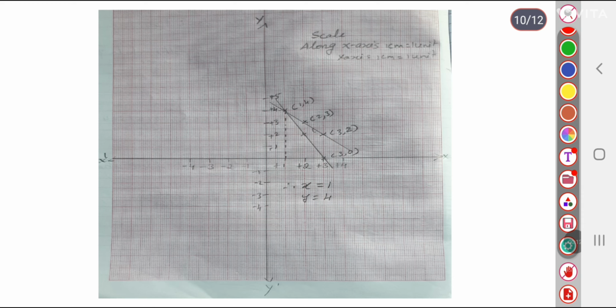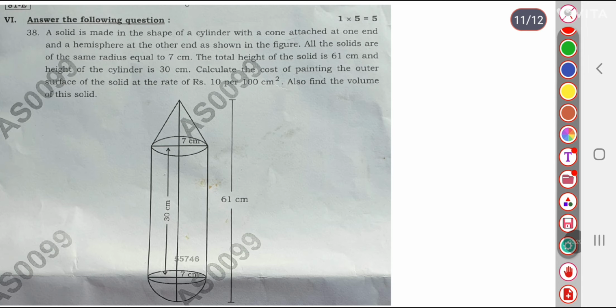See what I have written. Everything should be there to get complete marks. Table plus this graph, both should be there. Next question is from next main, that is 6th main, last main. Answer the following question. It is a 5 marks question, or question is also there. So any one question you can solve.